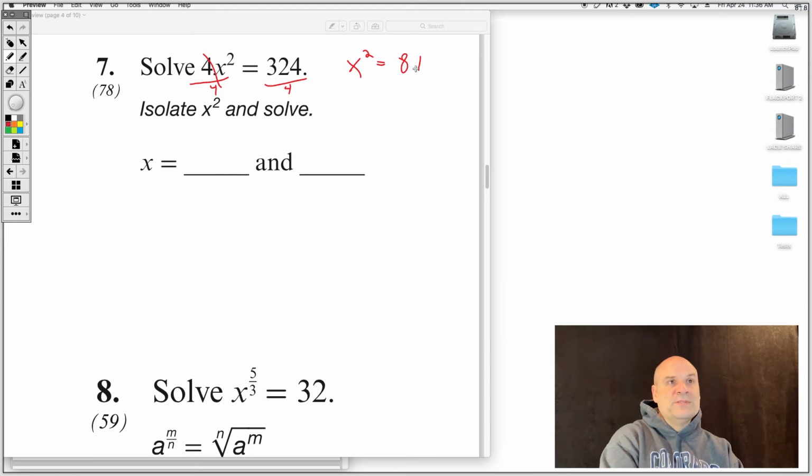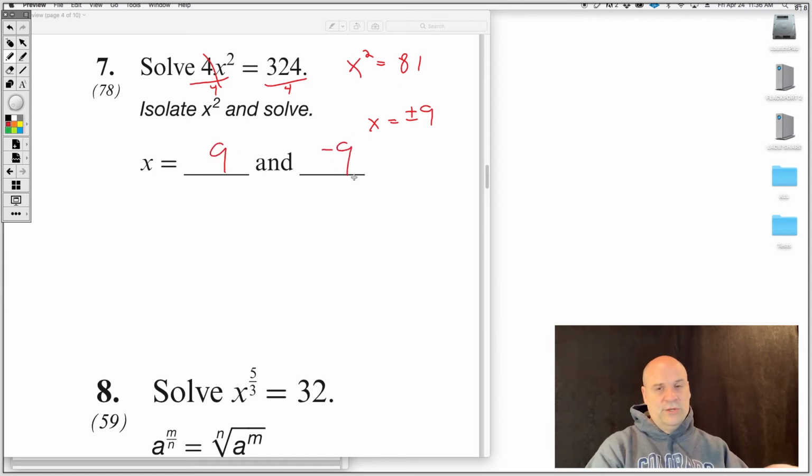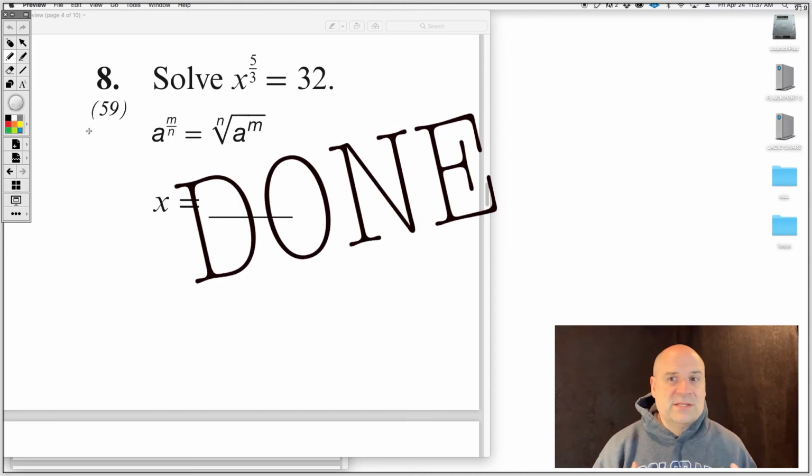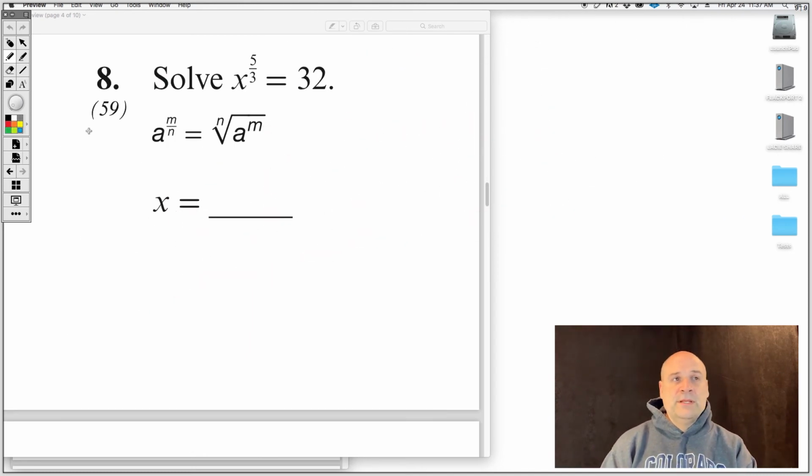Now square root both sides. X equals positive or negative 9. Don't forget, when you square root something, you need the positive and the negative version of it. Good job. Okay, this is just solving an equation with fractional exponents, okay?